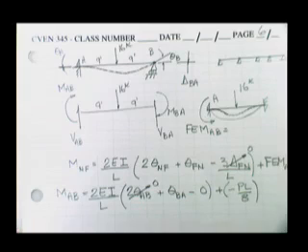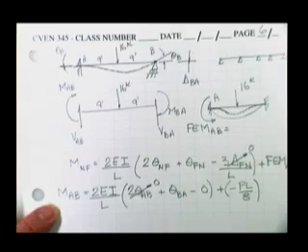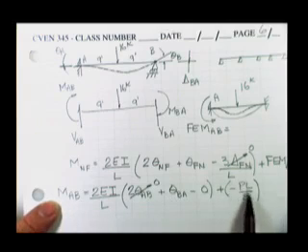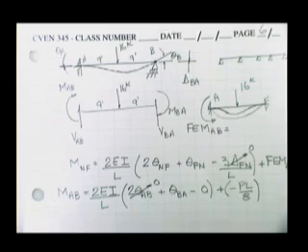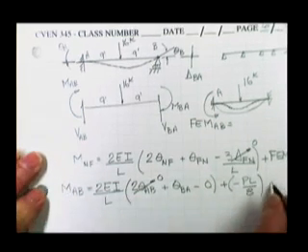Believe it or not, there's one equation. And unfortunately, it's got a couple of unknowns. It's got a theta sub BA, and it's got an M sub AB, and P is known and L is known. Equation 1.